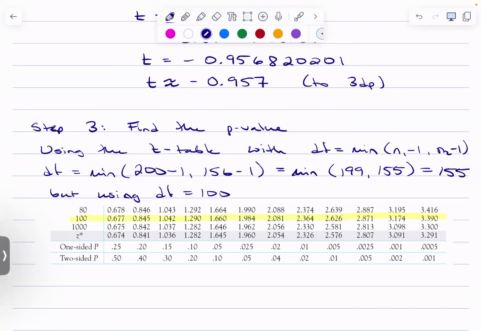In real life, you would use software, Excel or R or whatever. Then you can use 155 degrees of freedom. Or you could even get fancy and calculate the actual degrees of freedom. But since we're using the table, we have to use 100. That's all right.